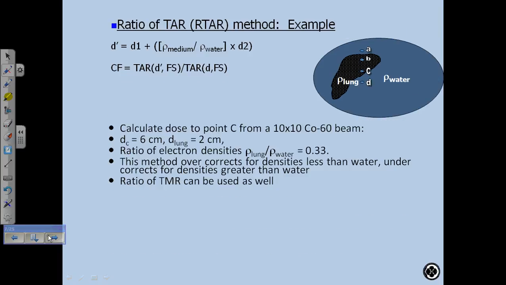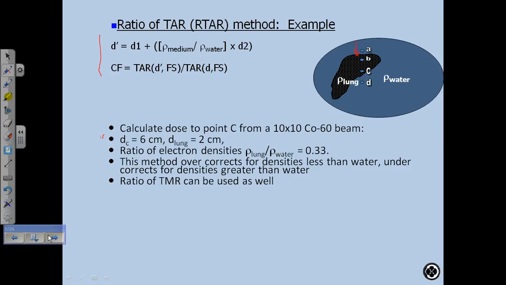In this example, I just rewrote the equations up here. Calculate the dose to point C from a 10 by 10 cobalt 60 beam. The depth at C is 6 cm. The depth to the lung is 2 cm, being this depth right here, to the surface of the lung from the patient's surface. And the ratio of electron densities in this case I'm giving is 0.33.